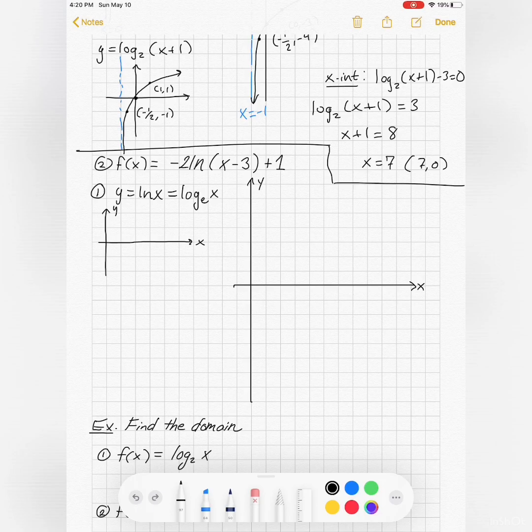I've got e, 1. It's about 2.71. 1, 0. 1 over e, negative 1. That's pretty close to a third, negative 1.